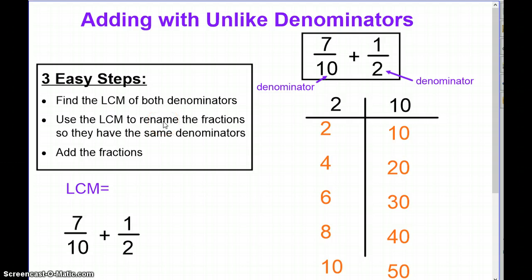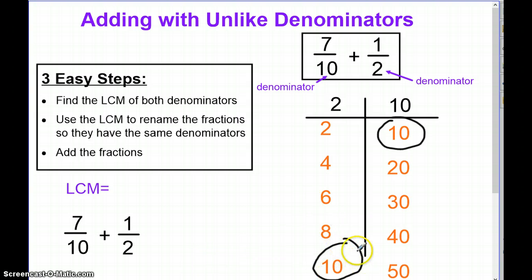So now we need to find the least common multiple. Common means that they both have it. So we're looking for the smallest multiple that they have in common. And I can see right here that 10 is going to be the LCM. So I'm going to go ahead and circle that. 10 is my LCM. Oftentimes, one of the denominators may be the LCM. In this case it was. So we could make both of them into tenths, and that's exactly what we're going to do.